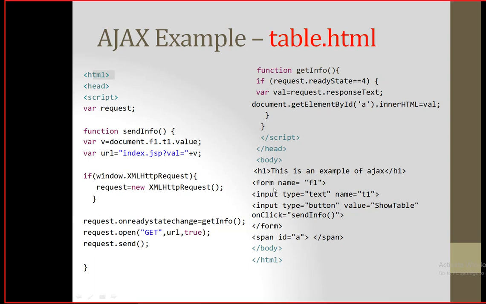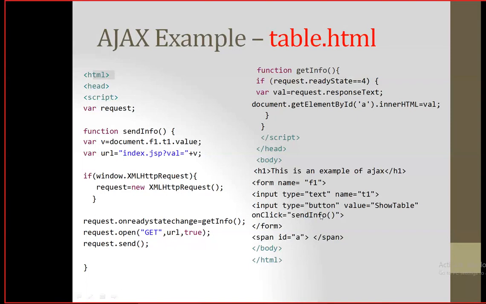Okay, fine. So now we have created a text type of input, name is T1, and a button type of input, the name is show table. Fine, we have seen this. It has an onclick attribute, which is going to call a JavaScript function, sendInfo. Once this function is called, below that we will cover the remaining part.